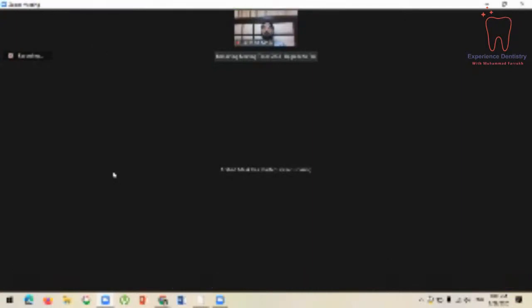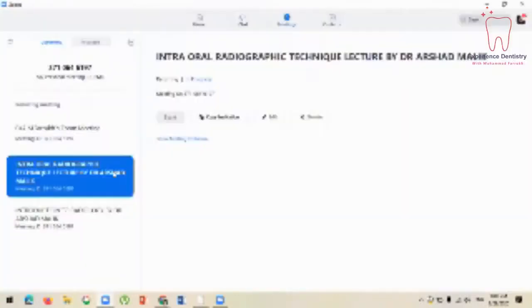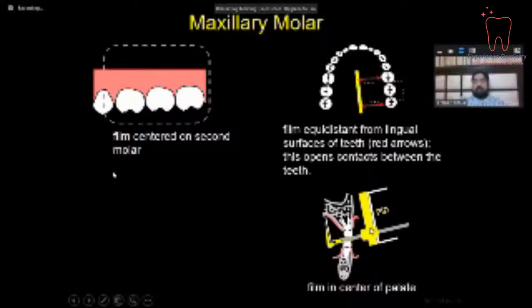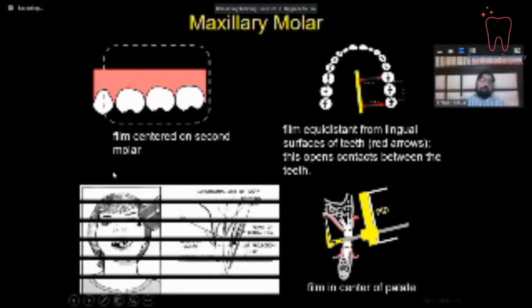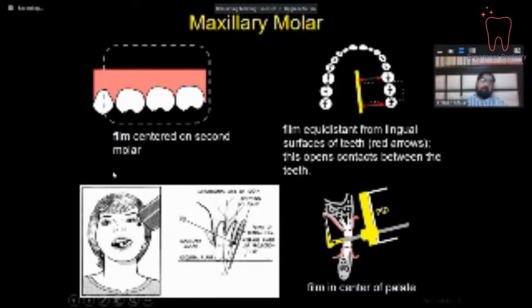from the anterior limit to the posterior limit, there should be an equal distance from the film. That is the position of the PID, and absolute parallelism should be there. And for the angle, it is raised up to 20 degrees. The lateral canthus and the maximum bulge of the zygoma is the main placement. That is the image you are going to get.